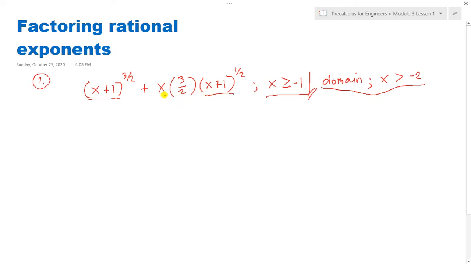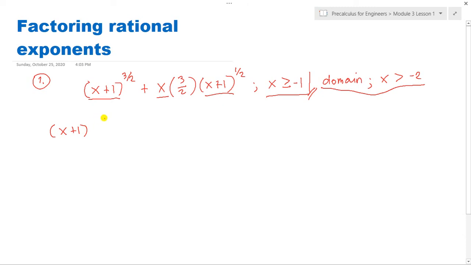How about for x? We only have x on the second term but we don't have x on the first term. Therefore, we cannot factor out x. What we can do in this case is just factor out this term x plus 1. So, i-factor out na natin. Yun lang common kasi nila, x plus 1.